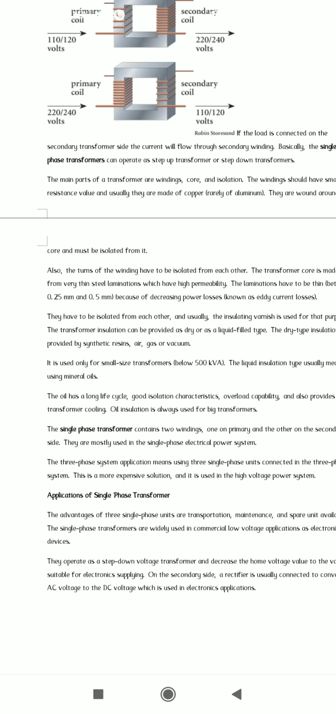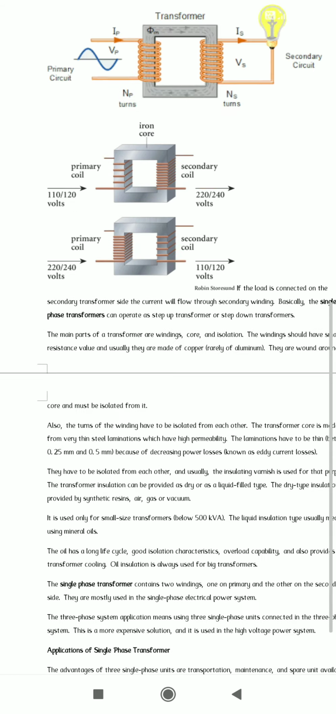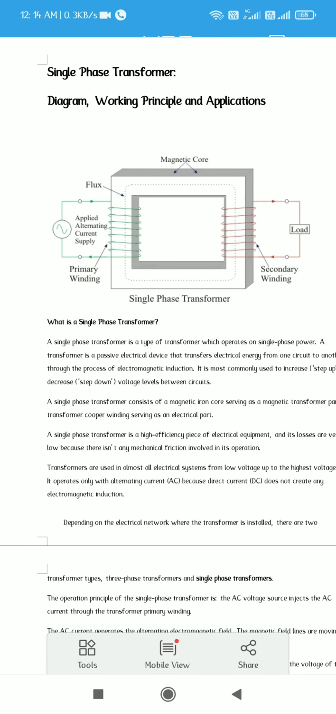The construction and working principle of a transformer is very simple. A transformer is an electrical device. It transfers the power from one circuit to another without changing the frequency. The principle is the electromagnetic induction principle, which says that whenever a magnetic field cuts a conductor, an EMF is produced. Here the primary winding is connected to a source or generator. So this is the single phase transformer working principle and applications.